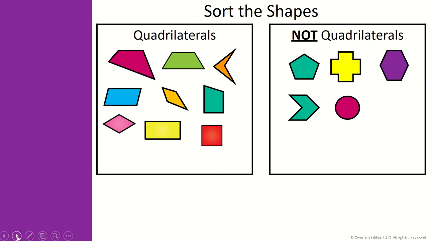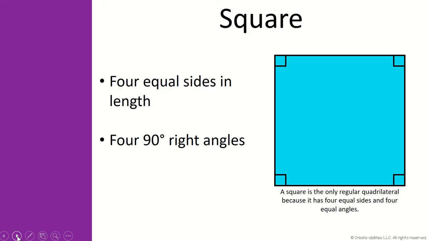Okay, so you should be ready to go on to the next page. It says a square. Then it has 2 bullet points. You're going to write down a square has 4 equal sides in length, and it has 4 90-degree right angles. So those are the 2 things you're going to write on this page. And again, down here, it tells you a square is the only regular quadrilateral because it has 4 equal sides and 4 equal angles. If you need more time, press pause.